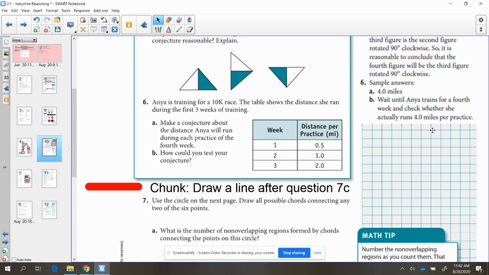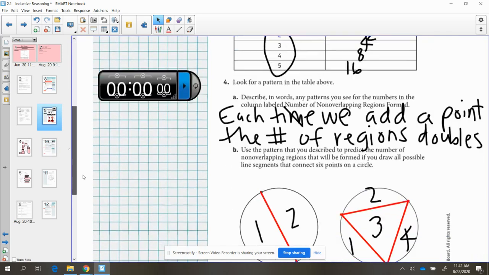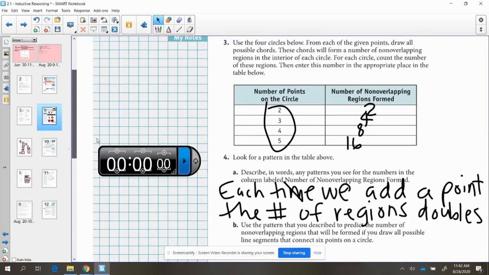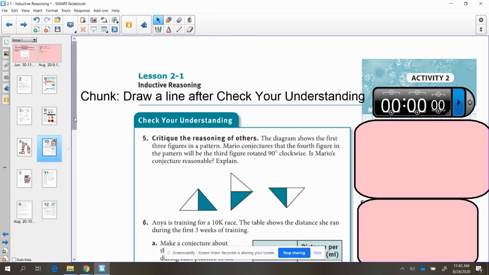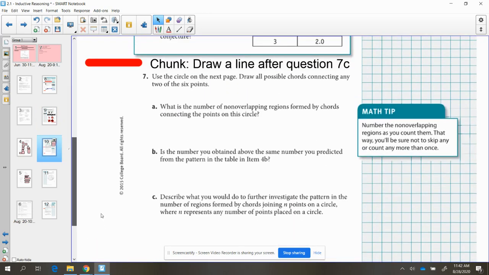Okay. Now, after that little break, we're going back to what we had over here on this last one. Now, we said that our conjecture was that each time we added a point, the regions were going to double. So if we added another point here, let's say we added a 6th point, how many regions do we think there would be? Well, we're probably thinking double 16 is 32. Is that in fact going to be the case?